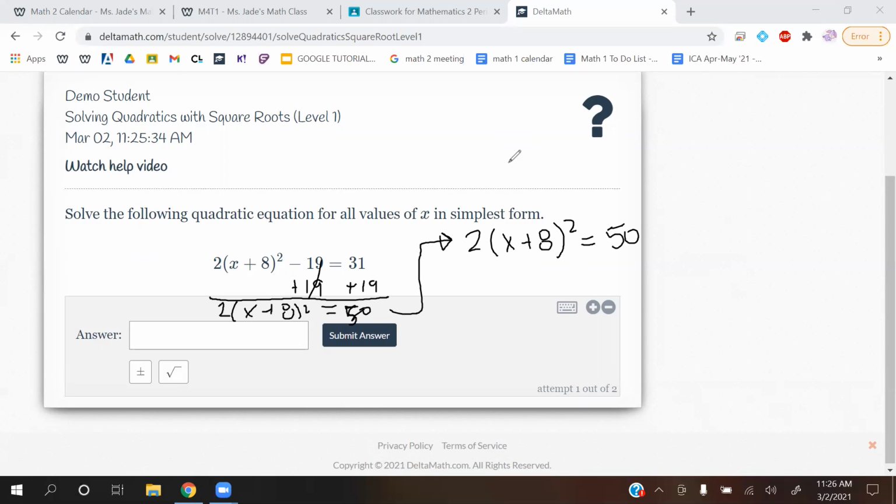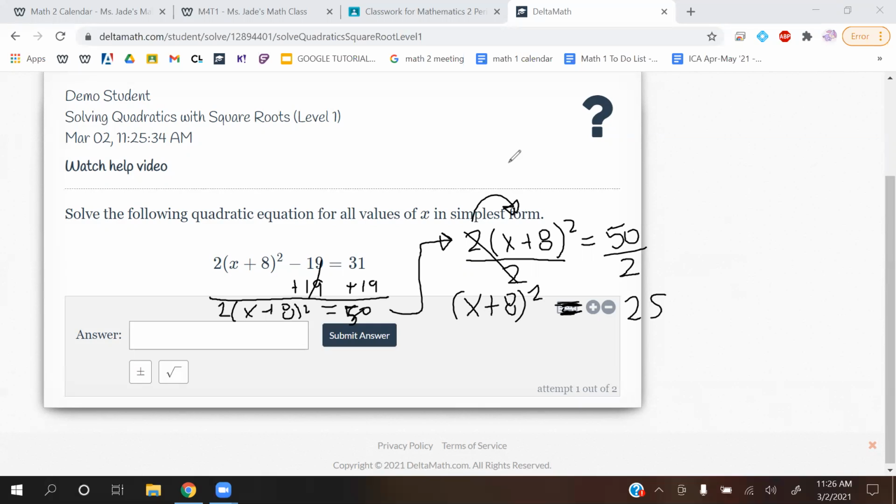Our next step is to try to get the parentheses by itself. So I'm going to divide everything by 2. Dividing by 2 because right now the 2 got multiplied to the parentheses, so you must do the opposite of multiplying. We're going to divide by 2 so that we can cancel it out. That gives us x plus 8 in the parentheses squared equals 25. Sorry, I know I left a gap there, but I just didn't want to make it too messy looking. So x plus 8 squared equals 25.